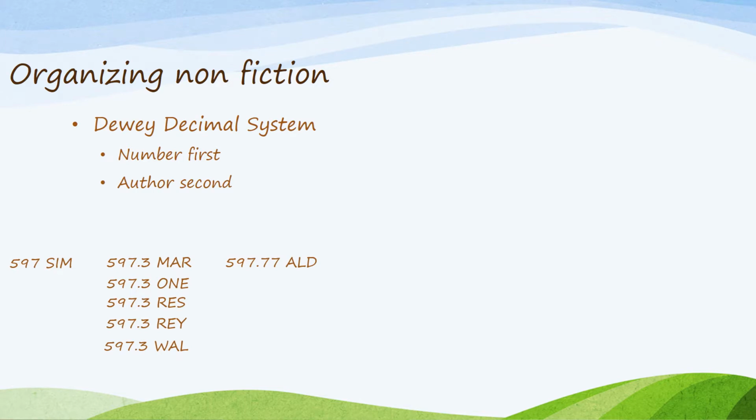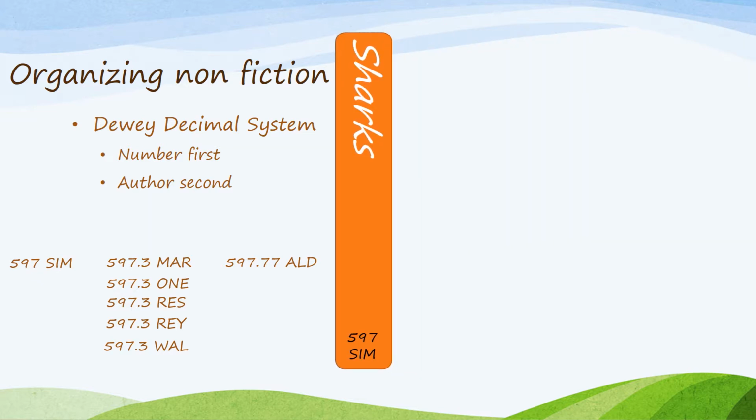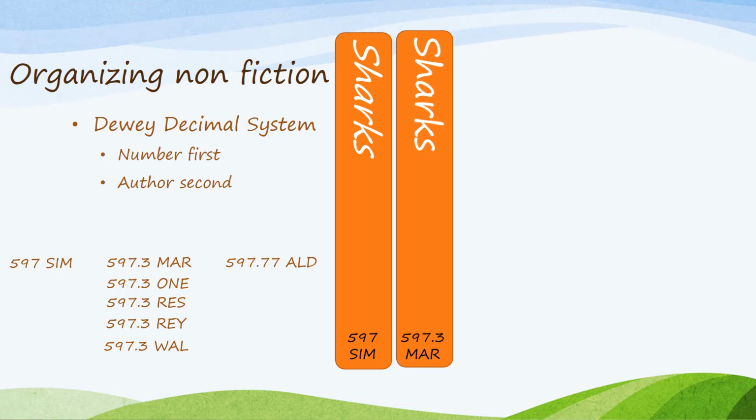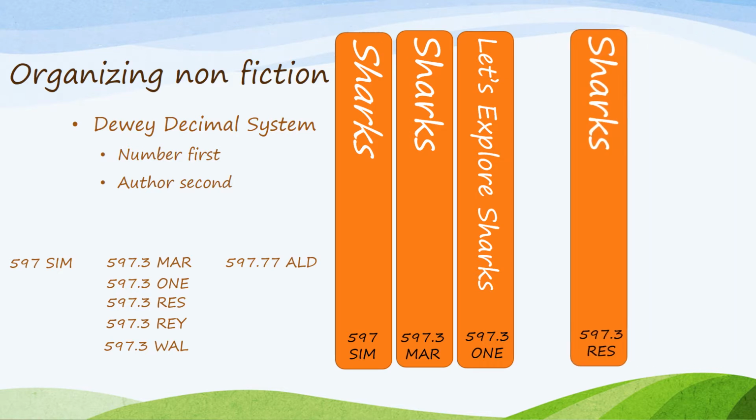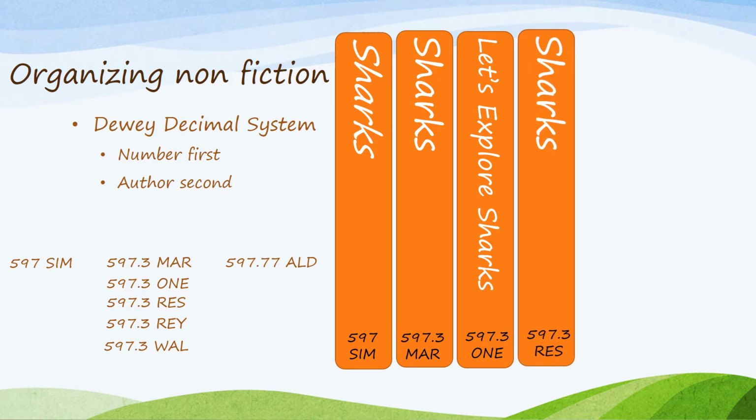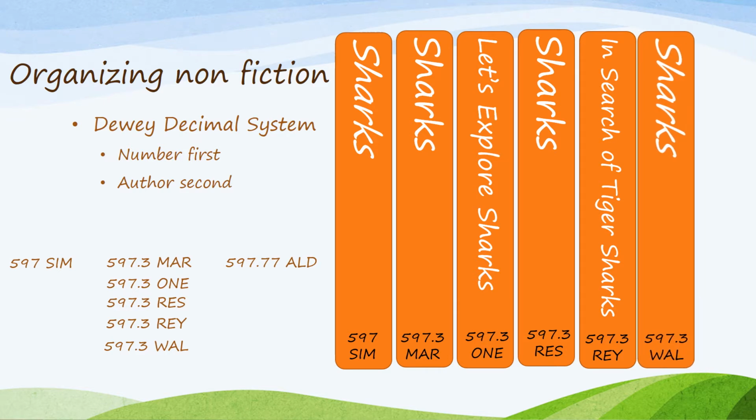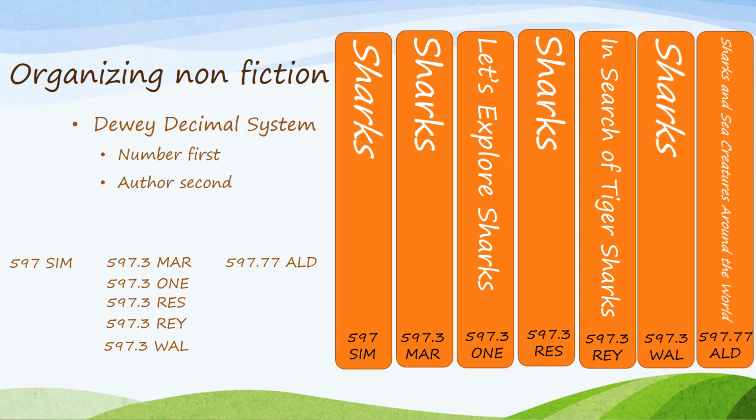I'm going to bring the numbers back up. And as you can see here, which one would come first? Take a look. 597, SIM. 597.3, MAR. 597.3, ONE. 597.3, RES. 597.3, RAY. 597.3, WAL. 597.77, ALT. So now you can see that we have the titles, and then we also have the numbers of the book. So it always goes by the Dewey Decimal System first, and then the first three letters of the last name.